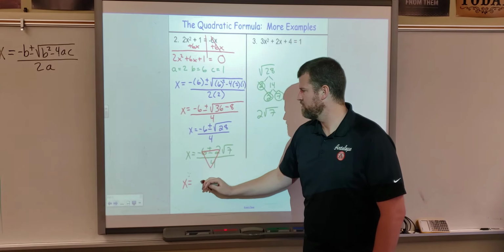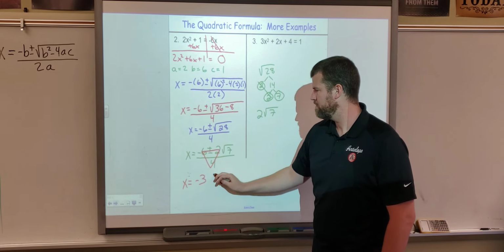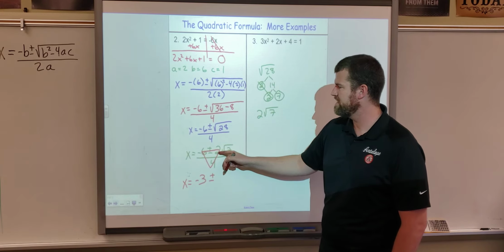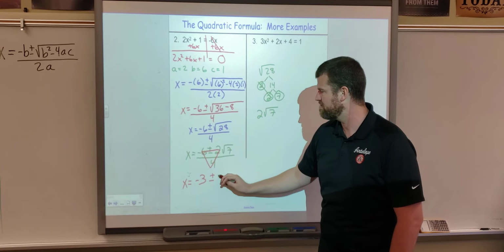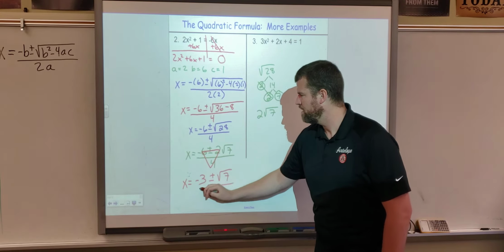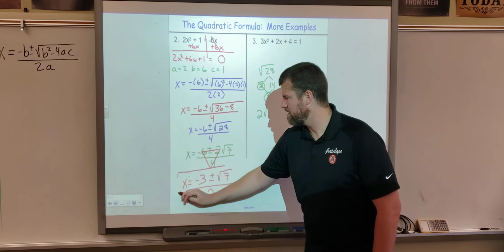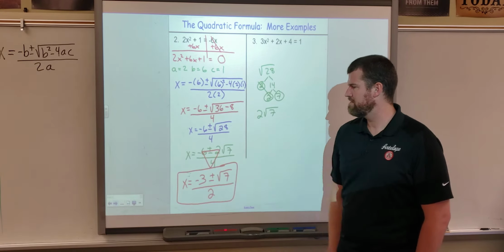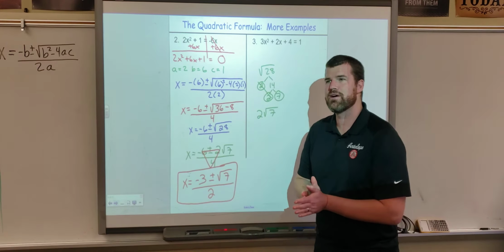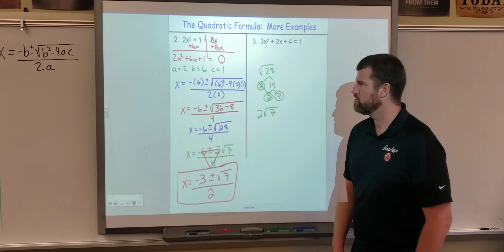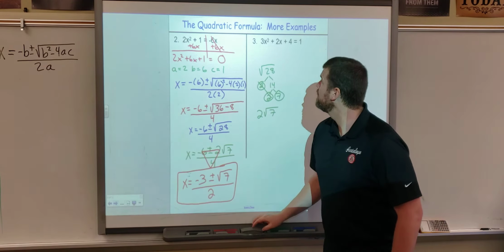So I get x equals negative 3 plus or minus. We divide this by 2, it's 1, so 1 square root of 7. And then if we divide 4 by 2, we get 2. So our final simplified solutions are negative 3 plus or minus square root of 7 over 2. All right.